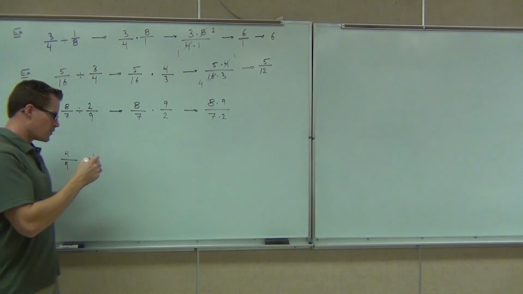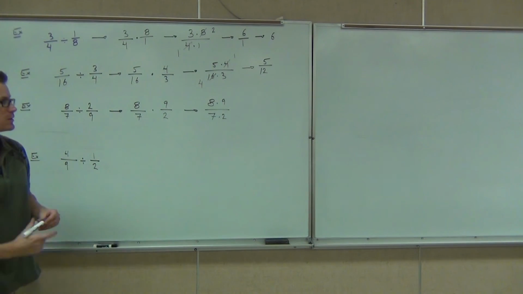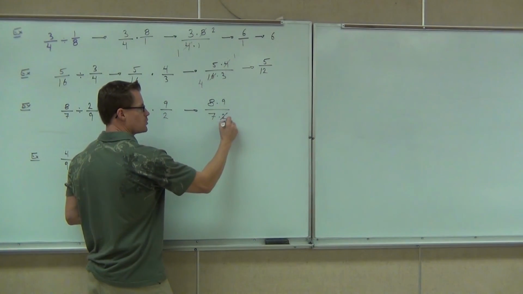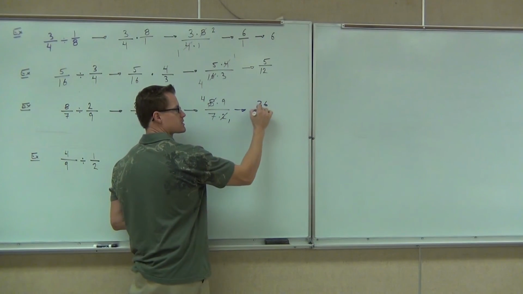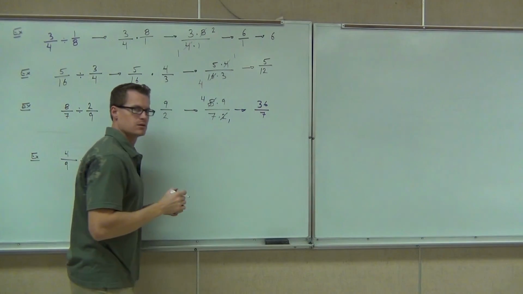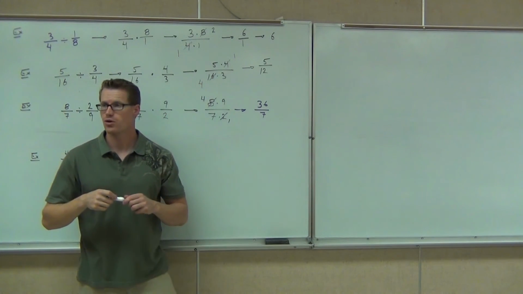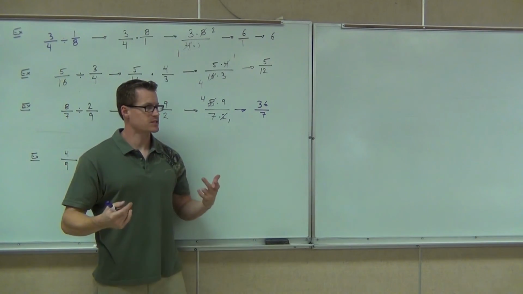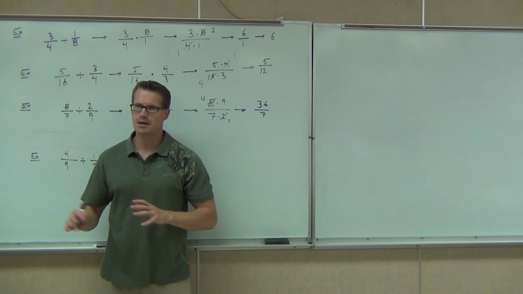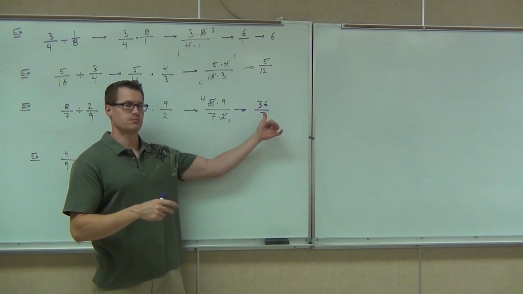We'll try to simplify what we can. Do you see anything? 2 and 8. 2 goes into 2 one time, into 8 4 times, so our answer, we should have 36 over 7. Do I need to simplify it anymore? No, that is actually simplified. If I asked for a mixed number, which isn't the same thing. So simplification, that's done. That's good.